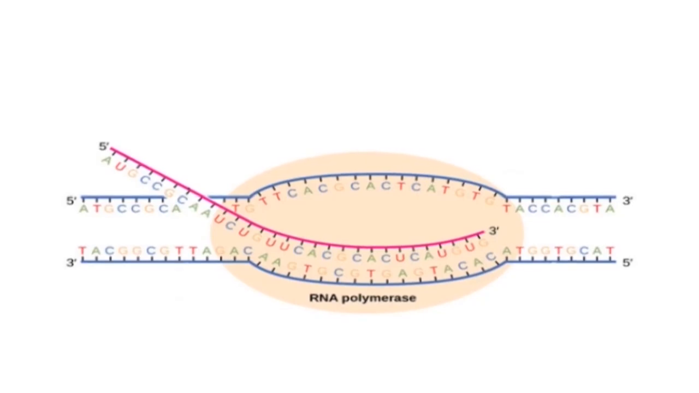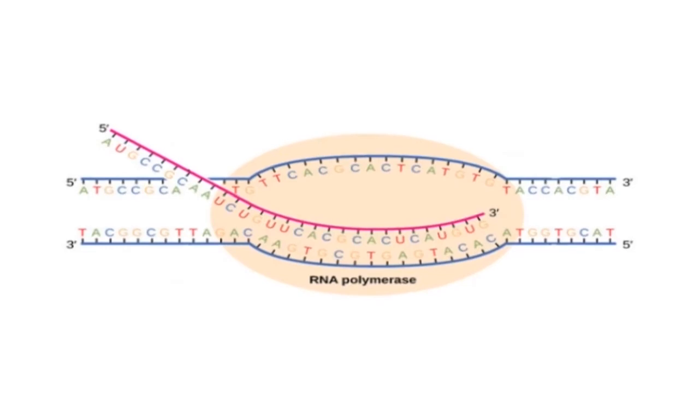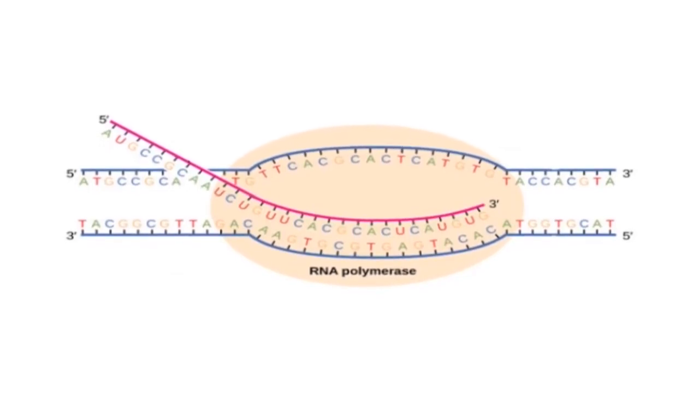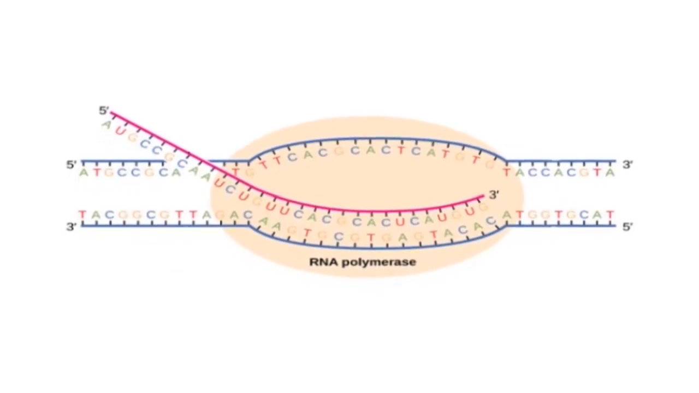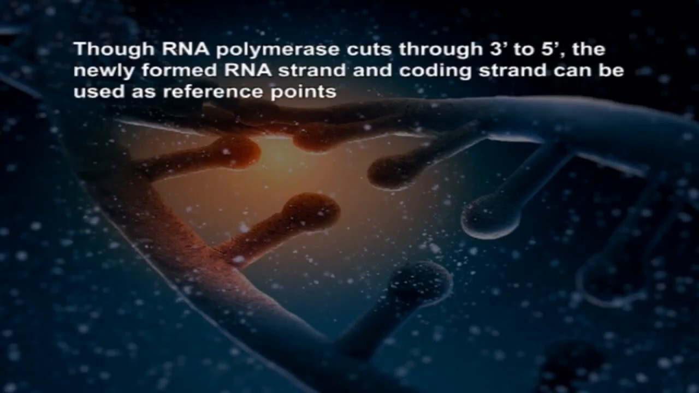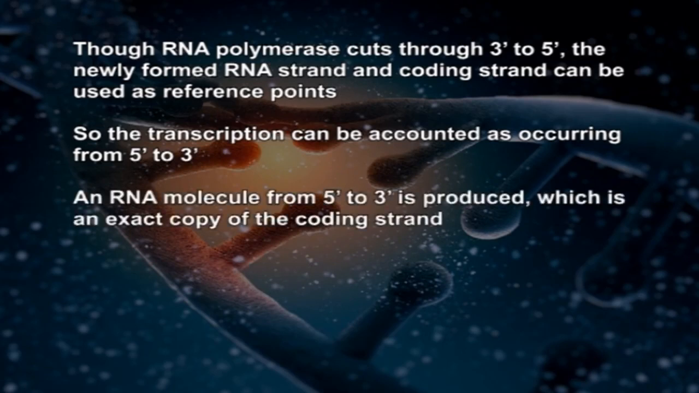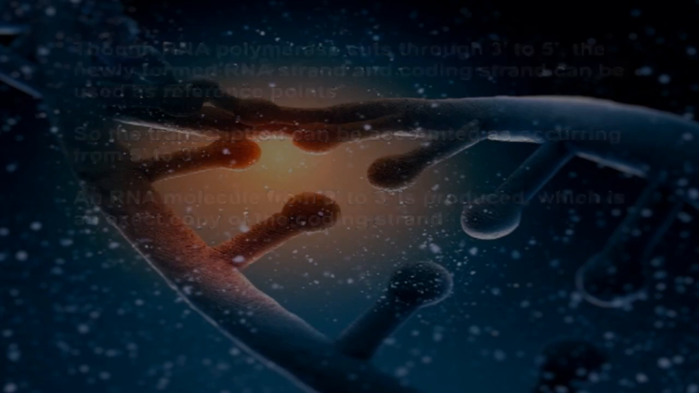For RNA synthesis, the template strand is used as a template as the transcription occurs. To create an RNA copy, RNA polymerase moves along the template strand and uses base pairing complementarity with the DNA template. Though RNA polymerase reads through 3' to 5', the newly formed RNA strand and coding strand can be used as reference points. So, the transcription can be accounted as occurring from 5' to 3'. An RNA molecule from 5' to 3' is produced, which is an exact copy of the coding strand.